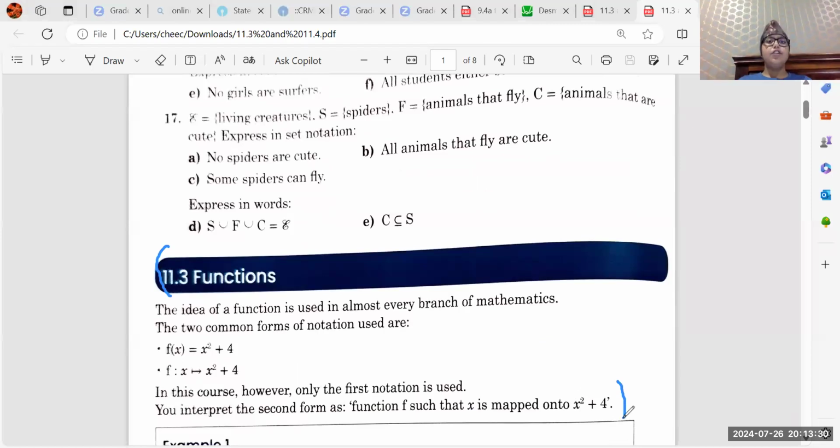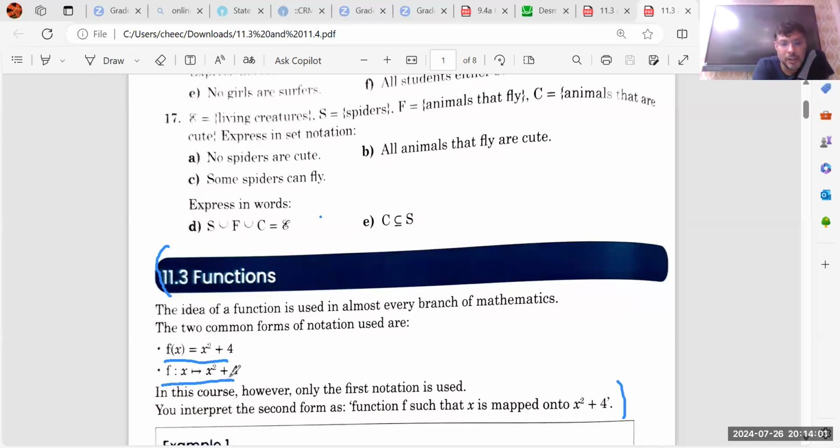The idea of a function is used in almost every branch of mathematics. The two common forms of notations used are f(x) = x² + 4 and f: x → x + 4. In this course, however, only the first notation is used. You interpret the second form as function f such that x is mapped onto x squared plus 4. So those are both the two forms of how we define or write a function.